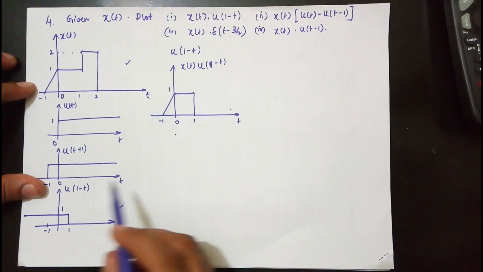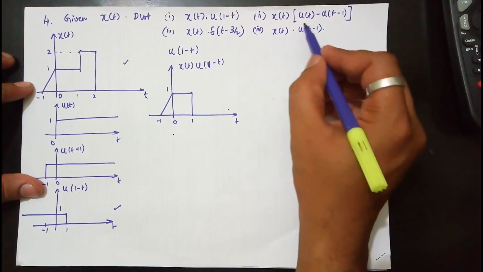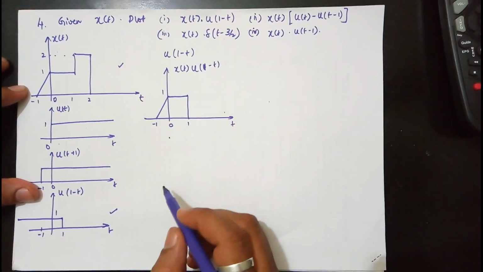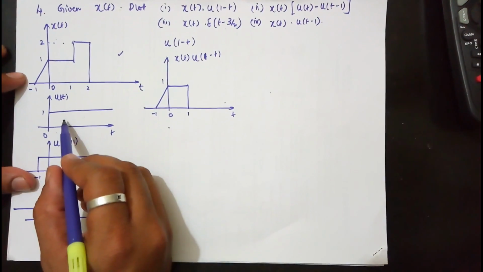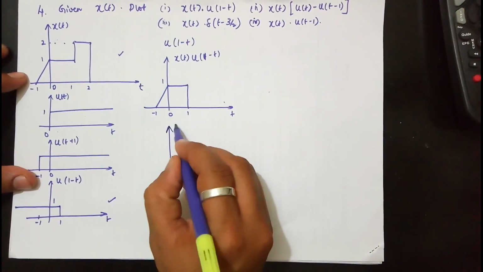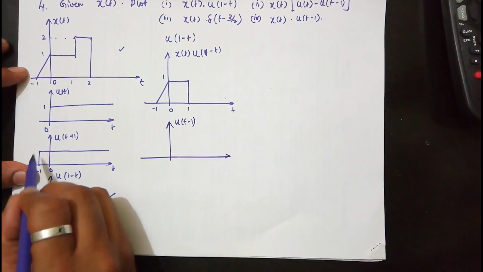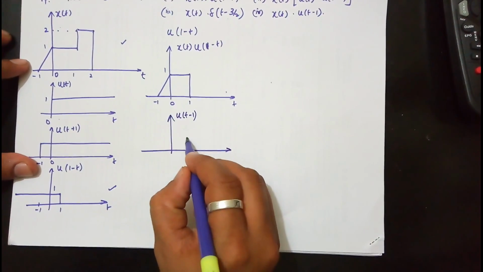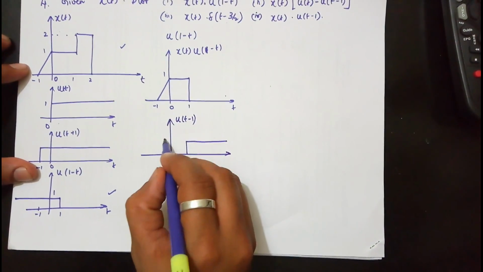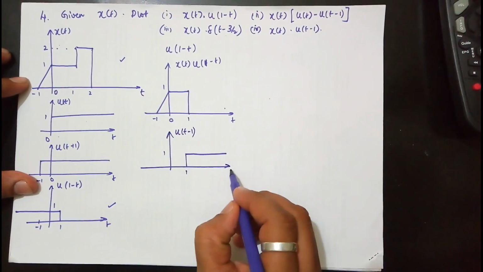Now for the second case, I need to plot u of t minus u of t minus 1. Now u of t, I have it here. What is u of t minus 1? See, u of t plus 1 was shift left by 1. U of t minus 1 is shift right by 1 with an amplitude of 1.